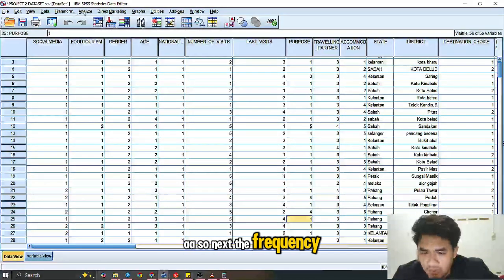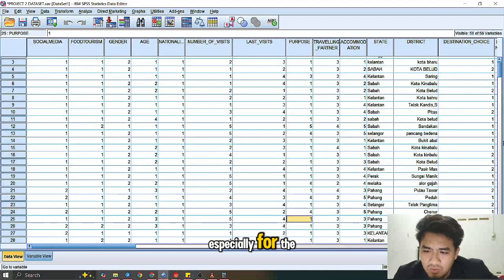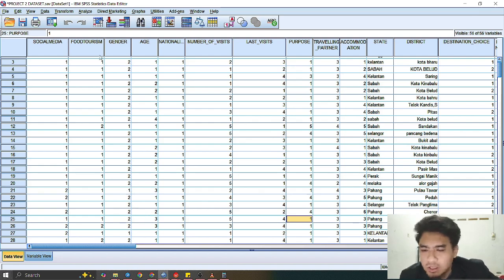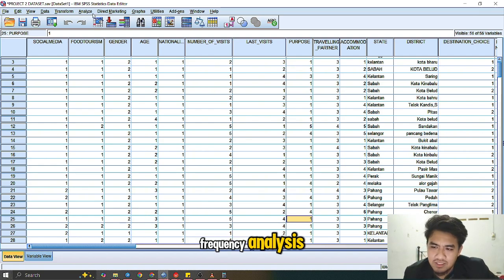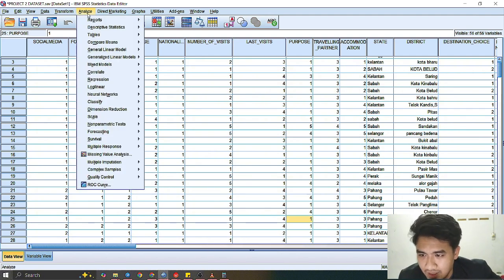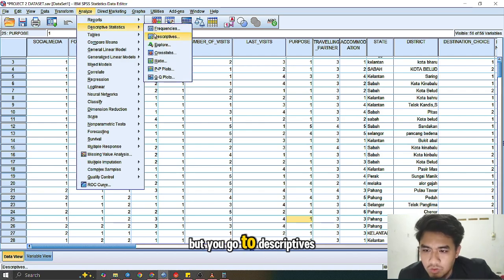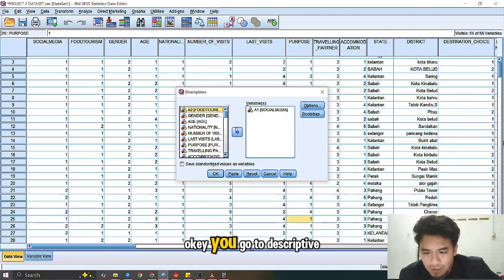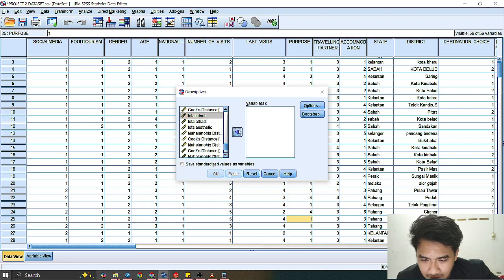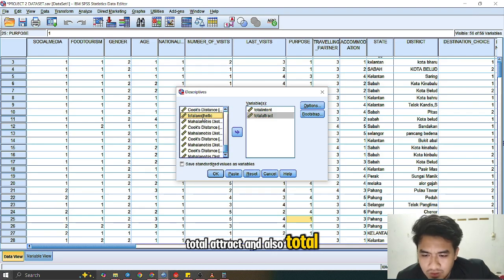So next, the frequency is especially for categorical variables such as age and gender. It cannot go with variables such as independent variable and dependent variable. To do analysis for the independent and dependent variable, you also go to Analyze, then Descriptive Statistics, but you go to Descriptives. You find the variables that you want to process. Here I take 3, which are total intent, total attract, and also total aesthetic.